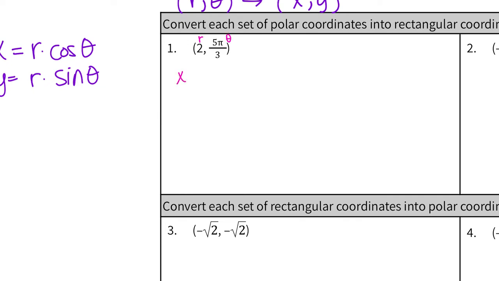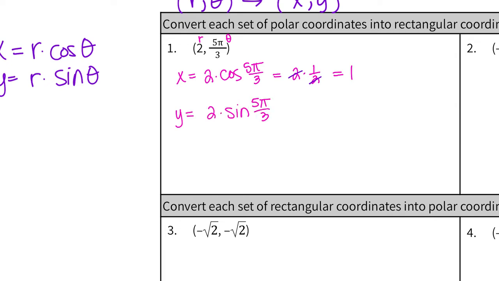So if I wanted to find x, I would do 2 times cosine of 5 pi over 3. Cosine of 5 pi over 3 on the unit circle, I'm looking at it right now, is 1/2. So this is kind of a simple one. The 2's cancel out, and all I'm left with is just 1. So x is 1.